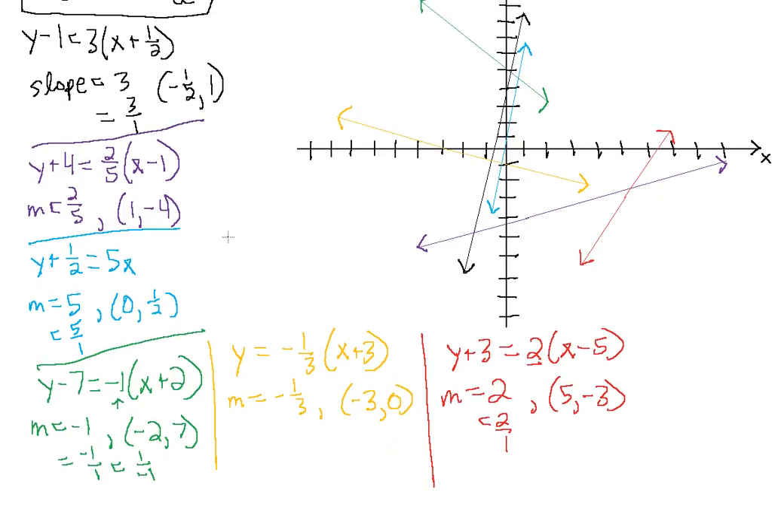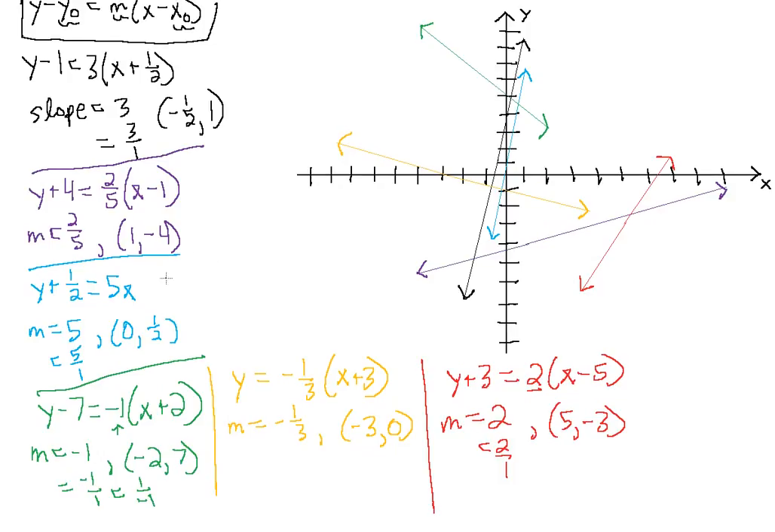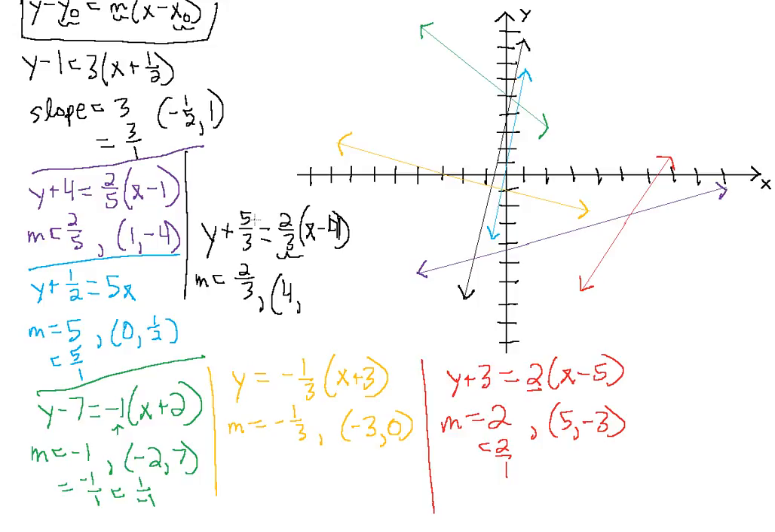Let's say we have the equation y plus 5 over 3 equals 2 over 3 times x minus 4. That's ugly, and I apologize. So here we have the slope. We have the slope of a positive 2 over 3, and we need a point. This is minus 4, so our x-coordinate is a plus 4. We're taking the opposite, and the opposite of the y-coordinate is a minus 5 over 3.